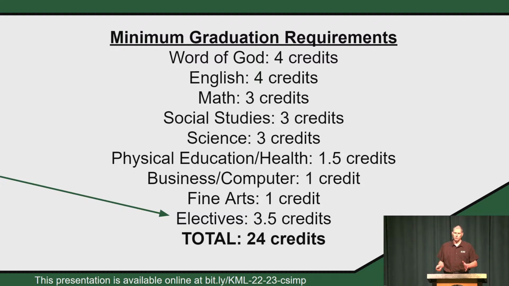I'll make a point here because this is sometimes confusing for people. The elective courses are not a special group of courses. Any course that you take here counts towards the electives. So you may end up taking extra math and extra social studies, and that's going to fill up those 3.5 credits. Any way that you want to fill up those 3.5 credits to get to that minimum of 24 credits for graduation.